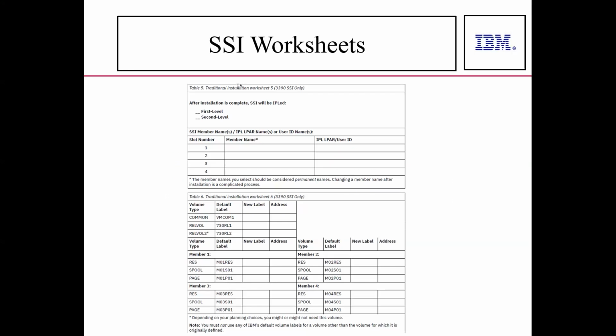Now, if I was installing SSI, here you can see the choice that comes up in the panel. After the installation is complete, where will the SSI cluster actually run? In other words, where will it be IPL'd? Is it going to be IPL'd first level or second level? The reason you make that choice here for SSI is that if it's a first level execution of the cluster, then you're going to get a panel where you need to supply the CTC device addresses that are going to be interconnecting all the members.